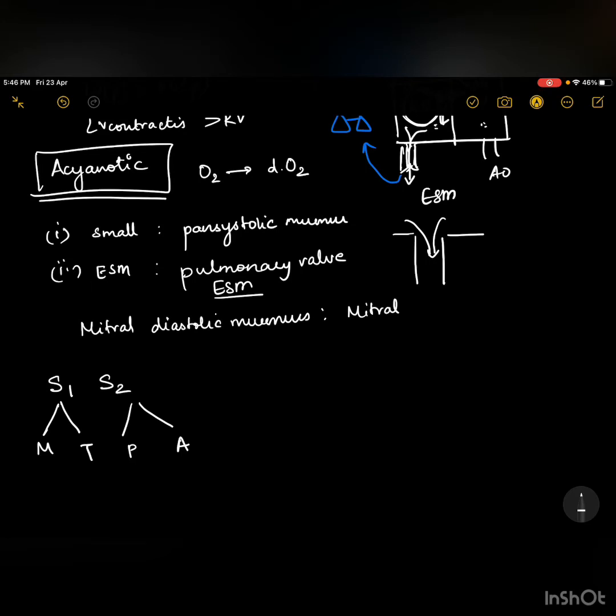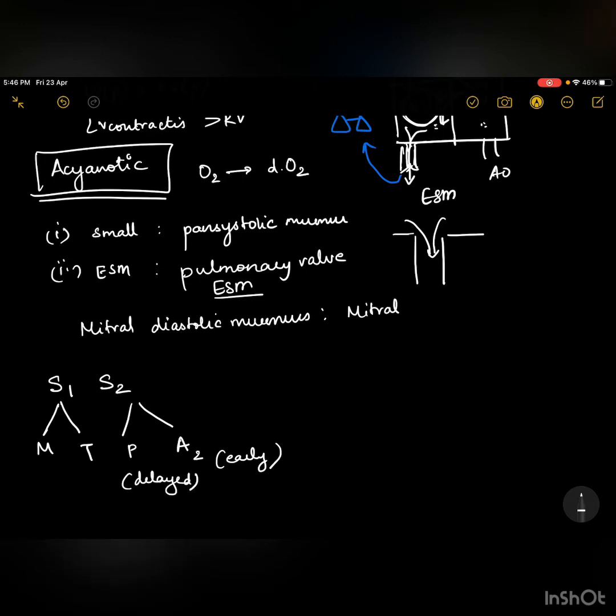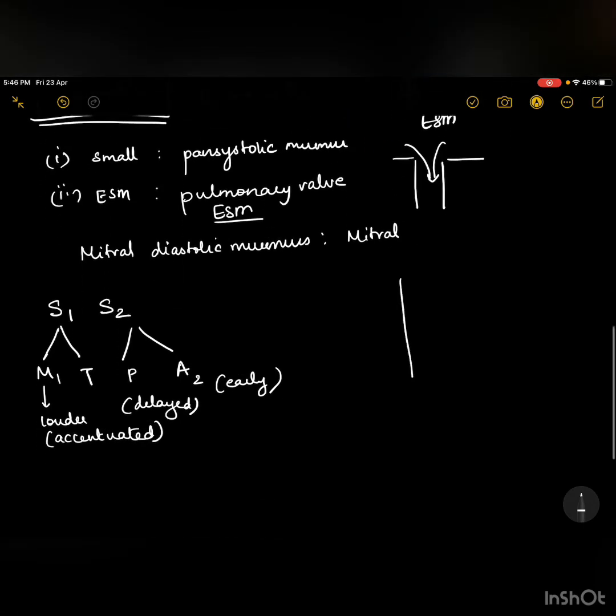So we're going to see that there will be an early A2, and there's going to be a delayed P2, and there's going to be a louder or accentuated M1, that is S1 basically. Okay, let's see why each of these happens. Why is there an early A2?